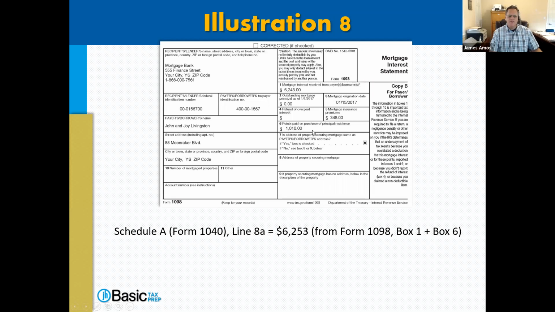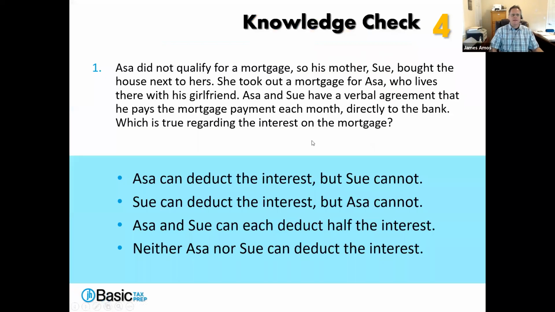If this had been a refinance, could he have taken this all at once if he had just refinanced? No, he has to spread it over the life of the loan. That's correct. He could do it only on the initial purchase. That's exactly right. You guys got that. Okay, so let's do some practice here.